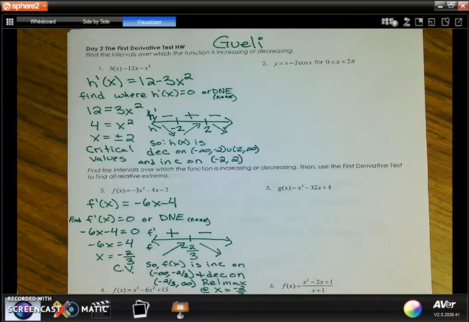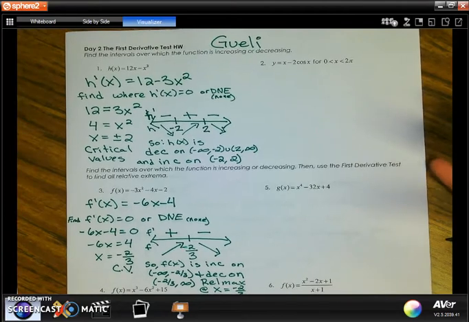Okay, this is the video for day 2 of Unit 3, the first derivative test homework. What I'm going to do is work out the ones on the right-hand side, and you can use the ones on the left-hand side. Hopefully you can work them and then use the answer provided to check your work.